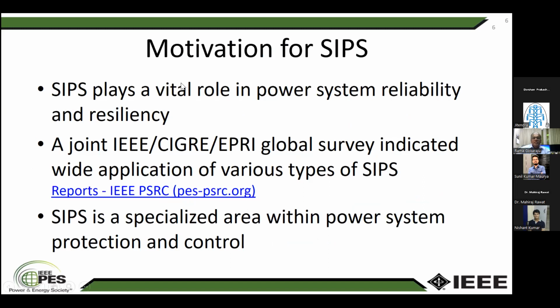So the motivation for SIPS, again, comes from the C37 guide. SIPS plays a vital role in power system reliability and resiliency. There was a joint IEEE SIGRE and EPRI global survey, which indicated the wide application of various types of SIPS. Earlier, when I made this presentation, the question was, is it being used in practice? The answer is that it is being used in a limited way in Europe. It is also being used in the US and Canada and different other parts of the world.